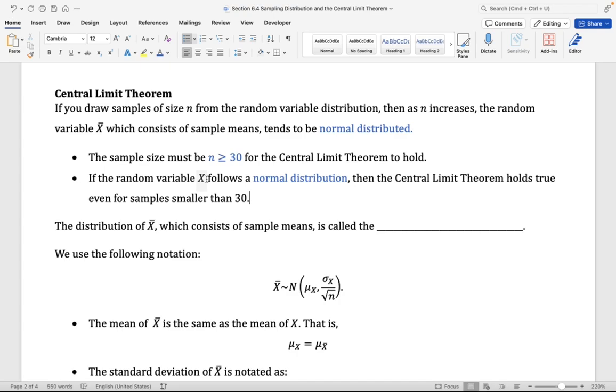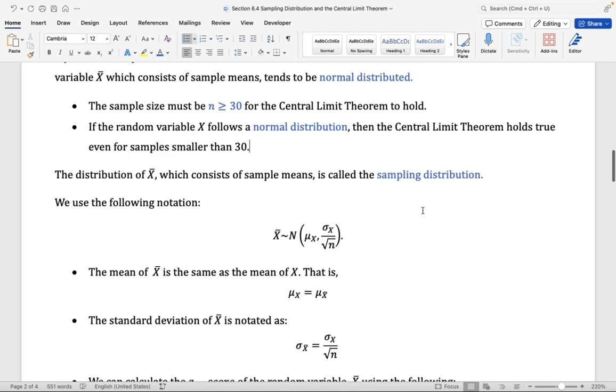So earlier I said, if we're considering a random variable x, it might be the case that we know how the distribution looks like. It might be the case that we don't know how the distribution looks like. Now, if we know that the variable x follows a normal distribution, then we can go ahead and apply the central limit theorem. We don't care about the size of the samples. We know that the x bar distribution is going to follow a normal distribution. The distribution of x bar, which is composed of sample means, is what we call the sampling distribution.